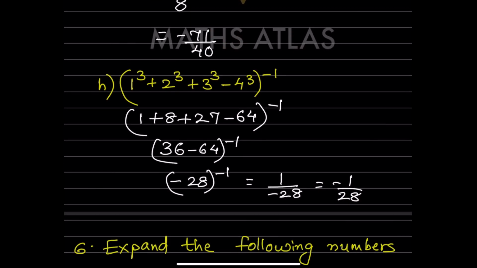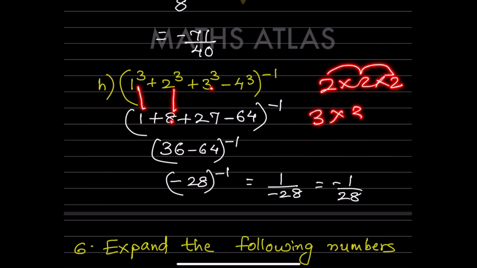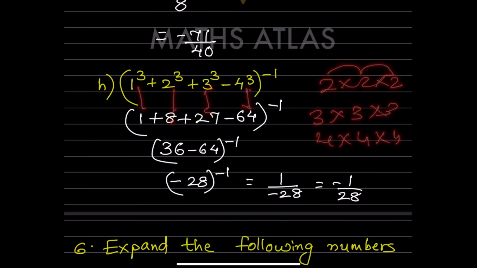Now look at here first. First what will you do? We will solve the bracket. 1 cube will be 1. 2 cube means 2 into 2 into 2, that is going to be 8. 3 cube means 3 into 3 into 3, that is 27. 4 cube means 4 into 4 into 4, that is 64. And raised to minus 1.